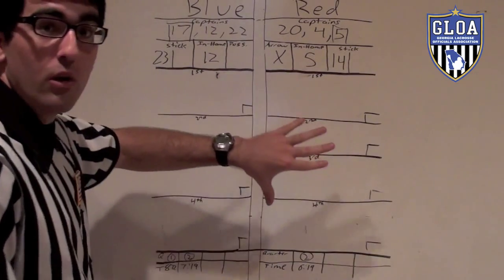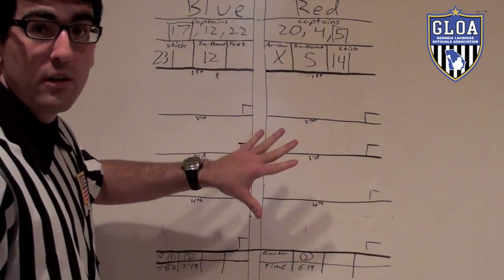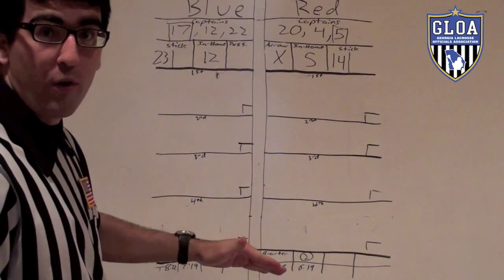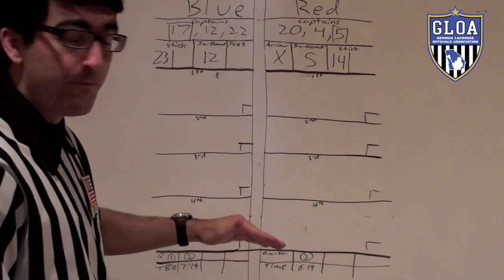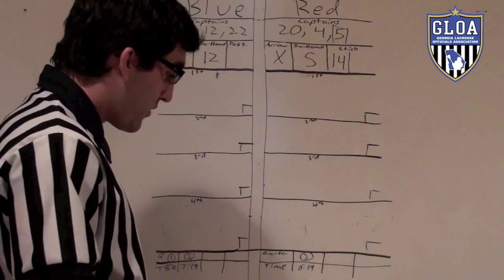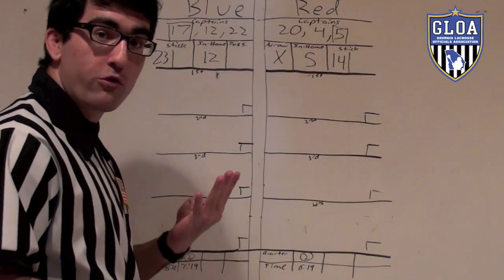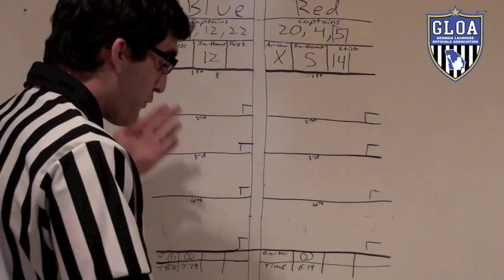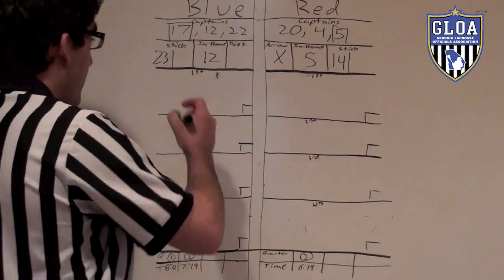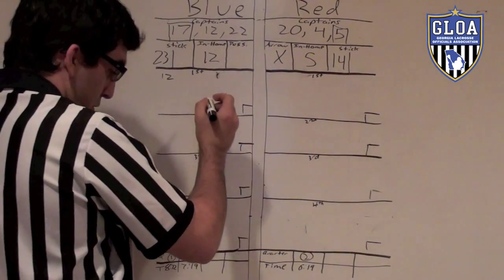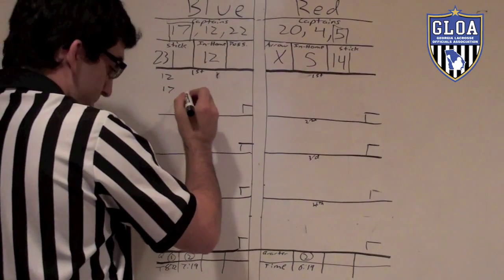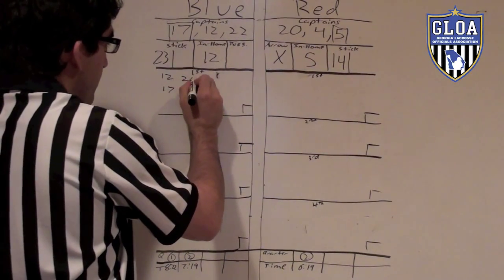Now let's get into the part that you're going to be using most often, the quarter by quarter report of who has scored which goal. So let's go ahead and say that in the first quarter we had 4 goals total. All right, 4 of them total. 3 from the blue team and 1 from the red team. We had 12 from the blue team, 17, and 24.